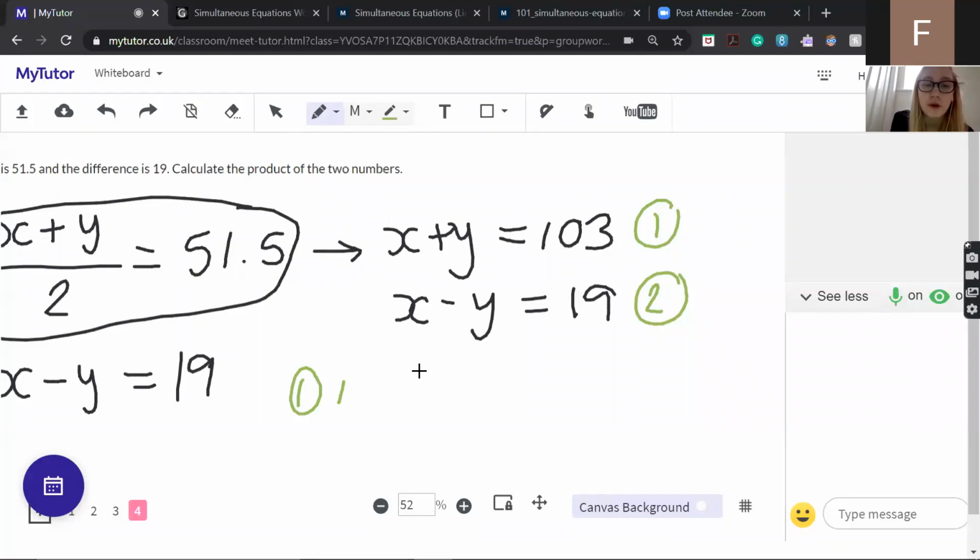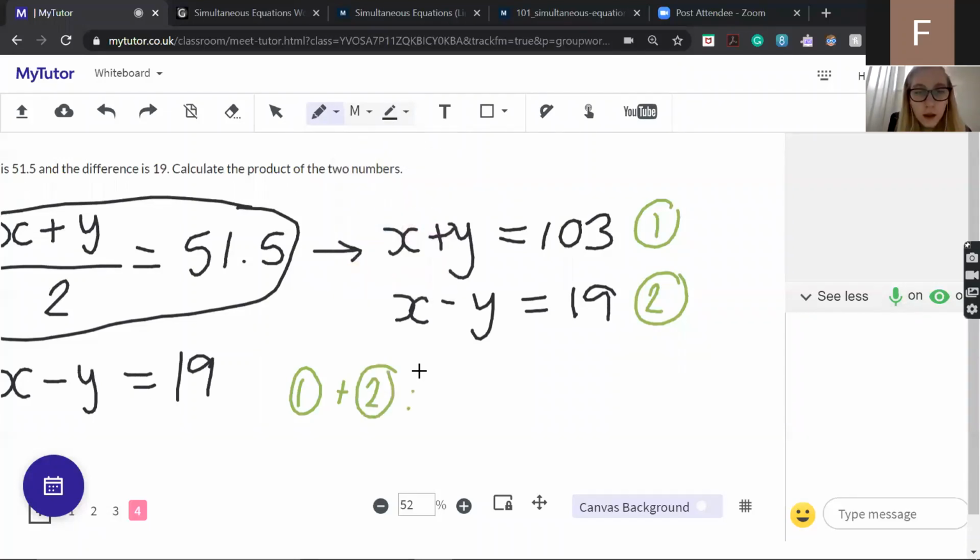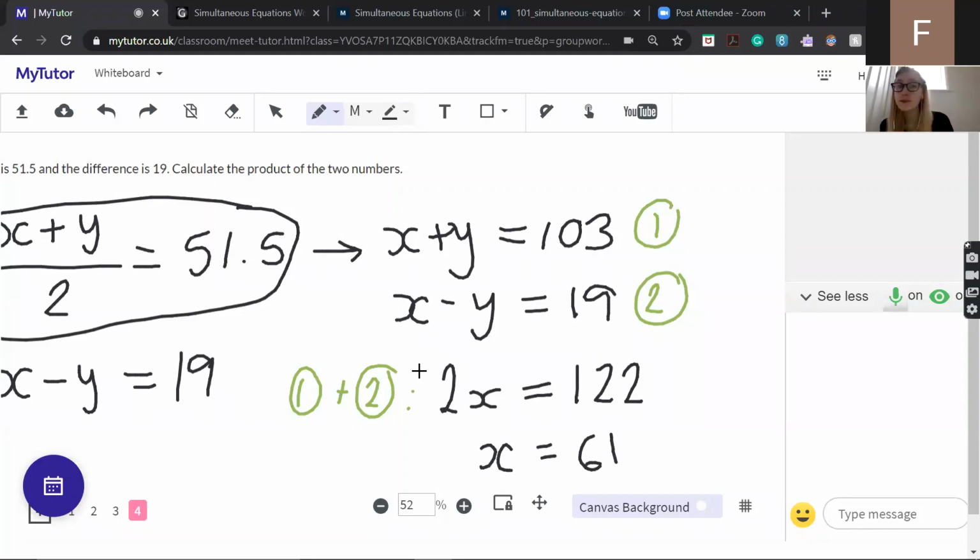So equation 1 plus equation 2 is going to give us 2x, adding those 2 x's together. The y's, like I said, cancel out. Y minus y equals 0, so that's gone. So equals 103 plus 19, which is 122. So then to find x, we have to divide both sides by 2. So x equals 61, which I know some of you are saying, which is really good.